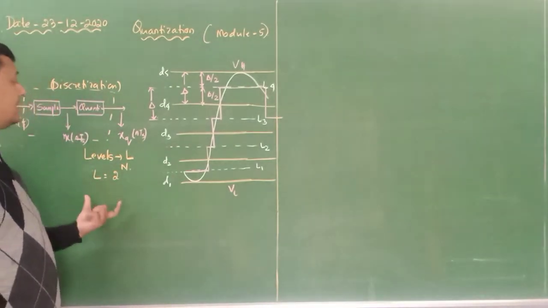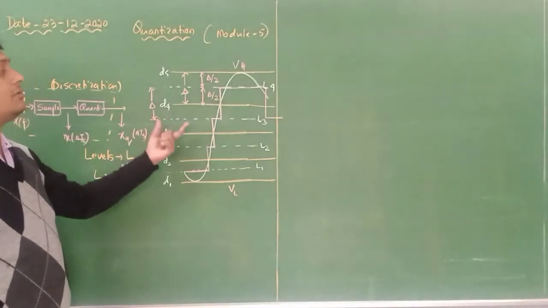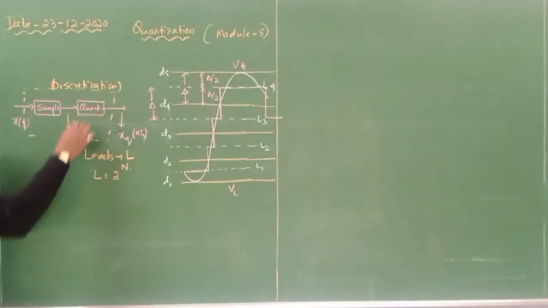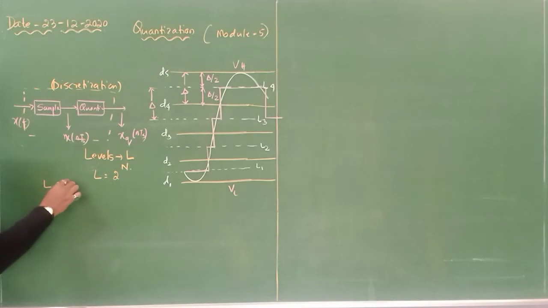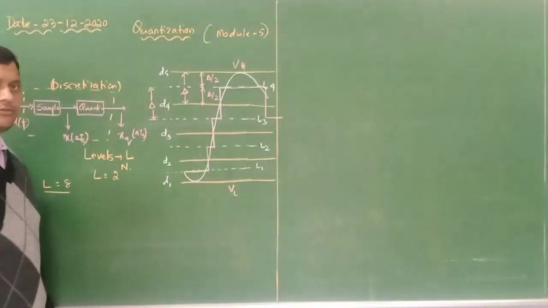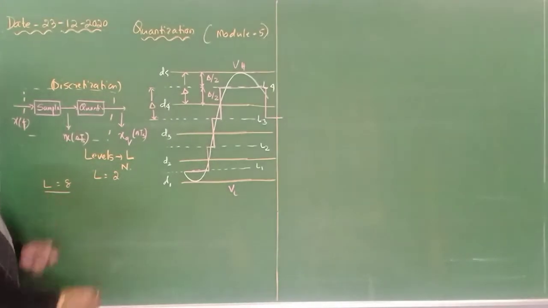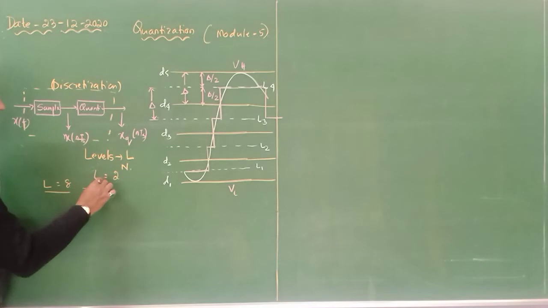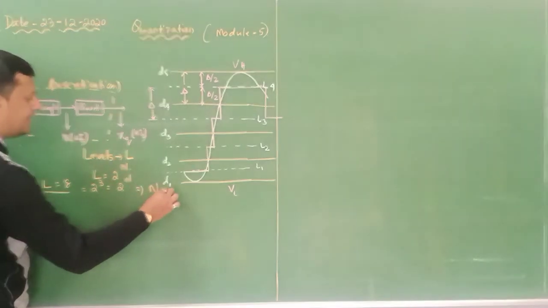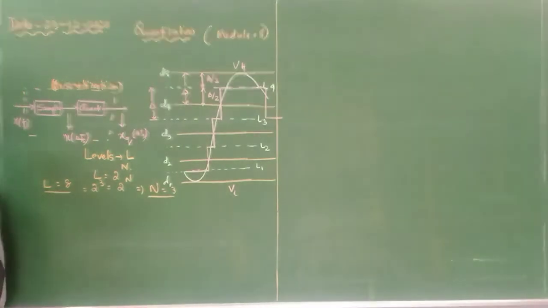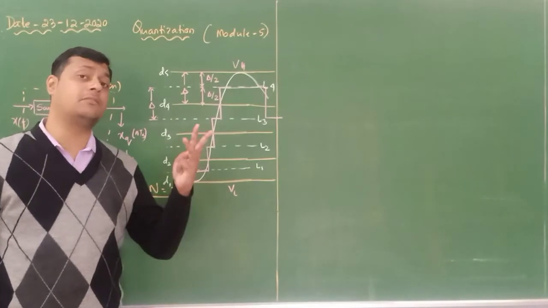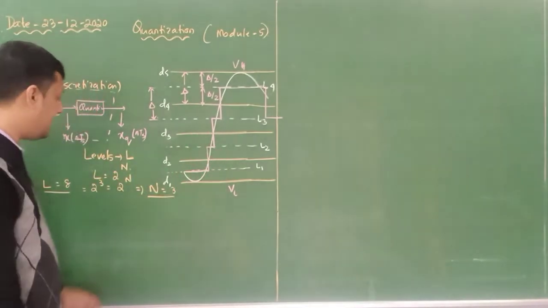So let us first understand what this level is, then we will go to this particular picture. It is easy to understand. Now suppose this quantizer has 8 levels. Then I can write 2 to the power 3, or 2 to the power n, so that n is equal to 3. So if n is equal to 3, each level will be assigned 3 binary bits. What are the binary bits?